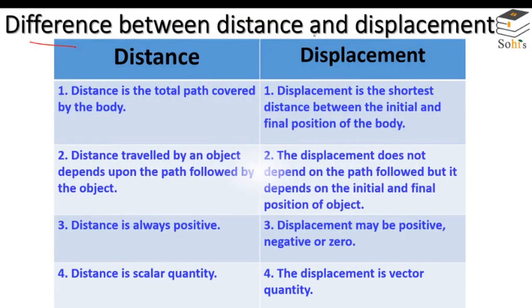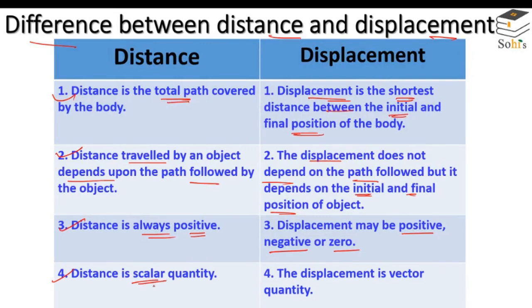Now the difference between distance and displacement. First point: distance is the total path covered by the body, but displacement is the shortest distance between the initial and final positions. Second point: the distance traveled by the object depends upon the path followed, but displacement does not depend upon the path followed. It depends on the initial and final positions. Third point: distance is always positive, but displacement may be positive, negative or zero.